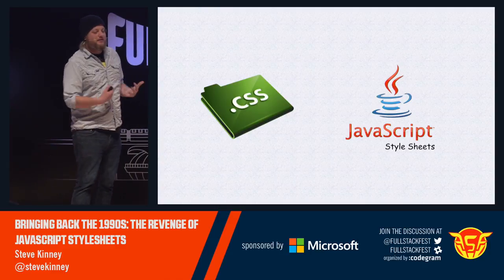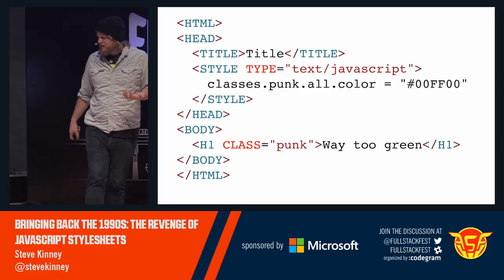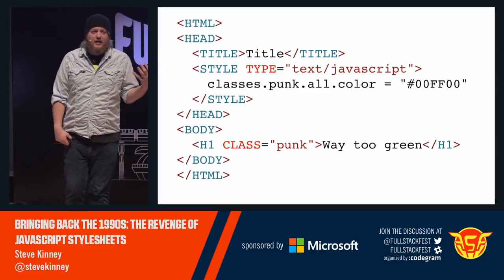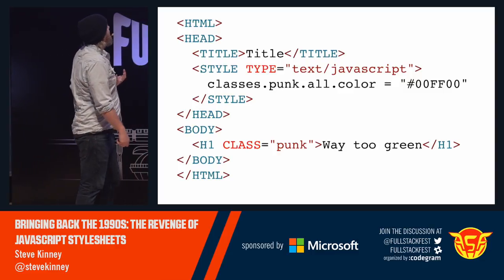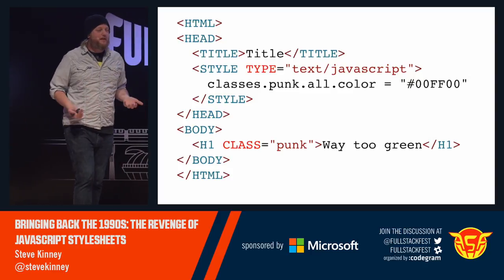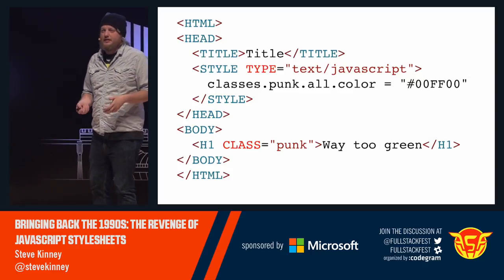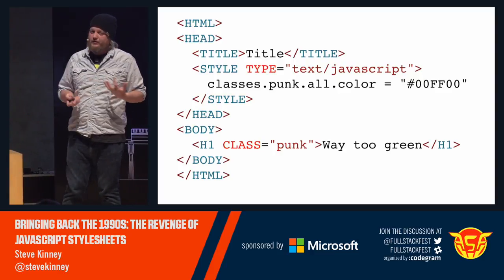And these are going to be the two that we talk about and compare and contrast. JavaScript style sheets looked a little bit like this. You can see that we have a style, but the type is text JavaScript. And we can find the classes and set it to a given string. And this is actually taken from the official proposal.